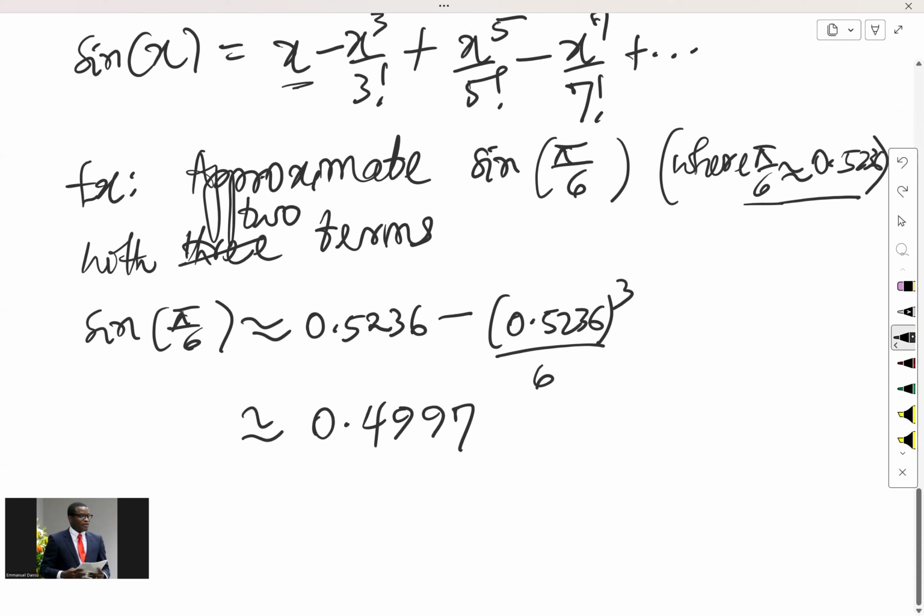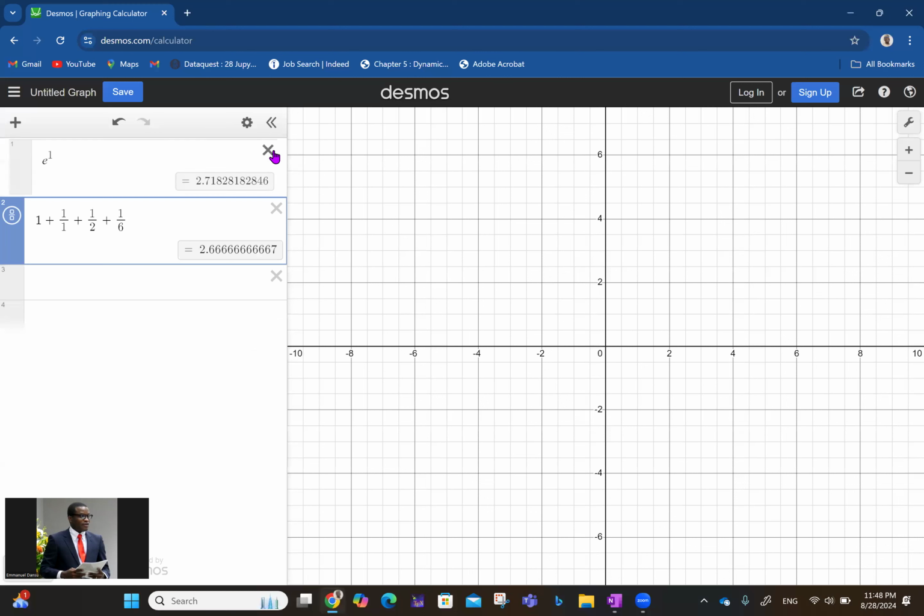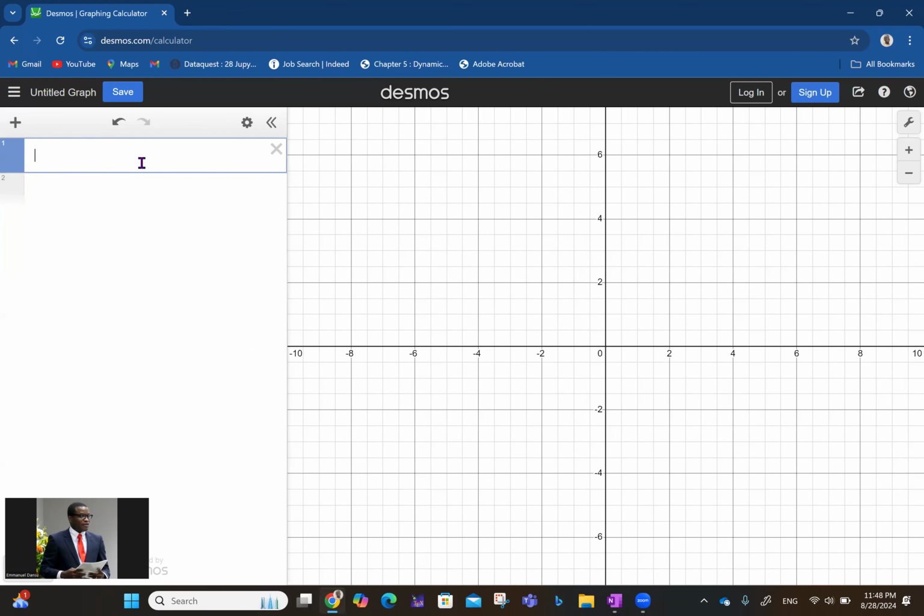And we know that sine 30 degrees is actually 0.5, right? But if you want more terms, you can keep going. So let's see from decimals what we get. Sine pi divided by 6 is 0.5.